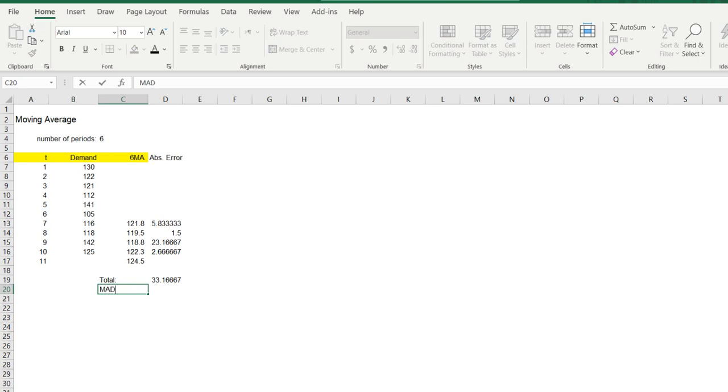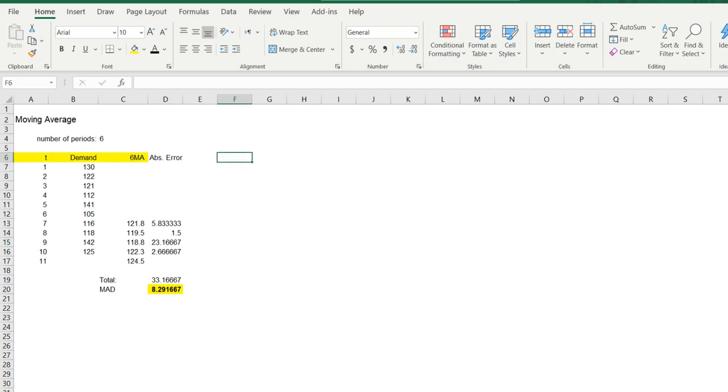And your MAD, mean absolute deviation, is equal, point to that cell, this number, divided by, there are 4 deviations, 4 errors, divided by 4. And that's how I got the 8.29. You see that? So hopefully you're able to follow this. So it's important again that you move this one level lower.